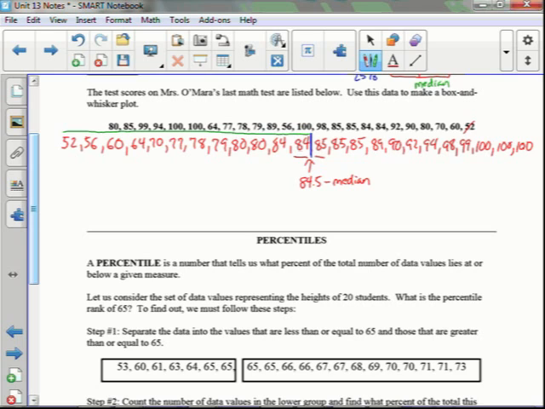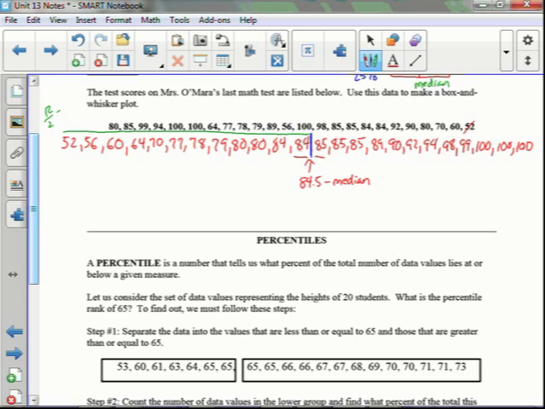How many scores do we have? 1, 2, 3, 4, 5, 6, 7, 8, 9, 10, 11, 12. Okay, now 84.5 is the median. That's not included in your 84. So you have 12 scores.